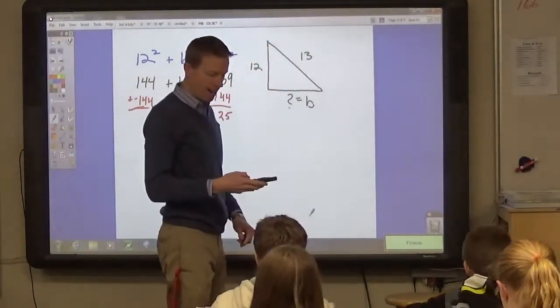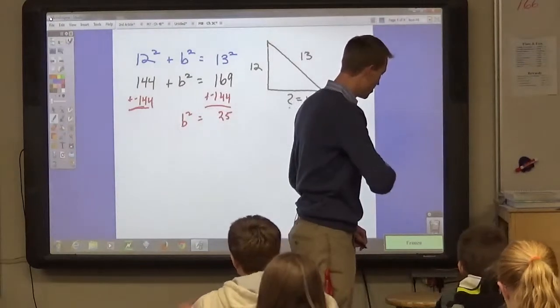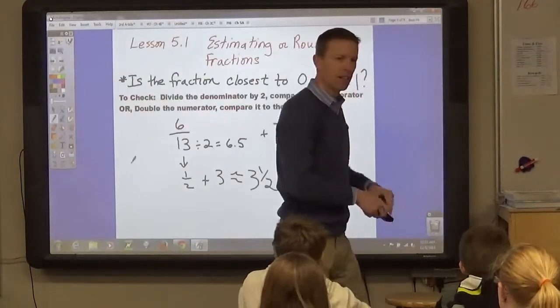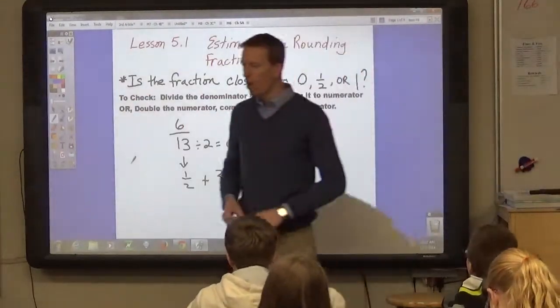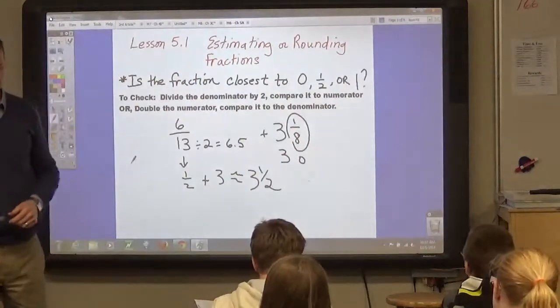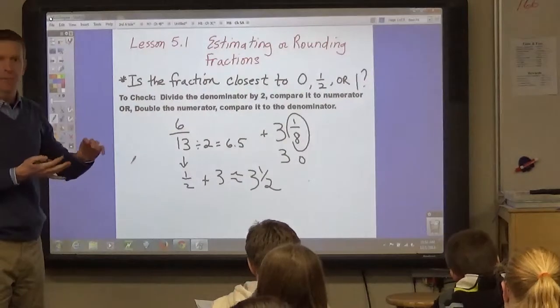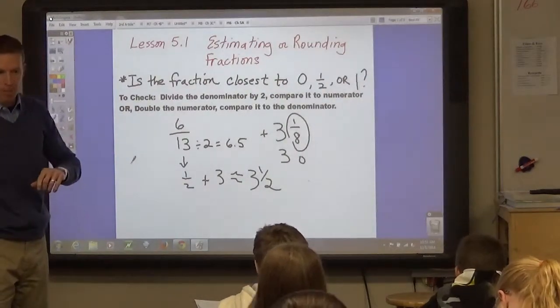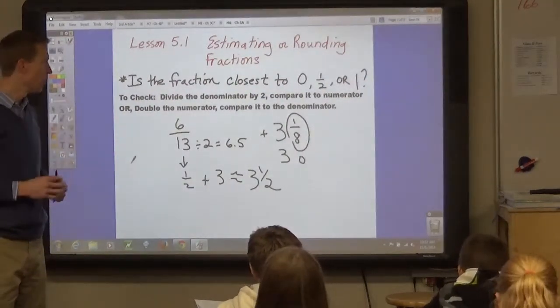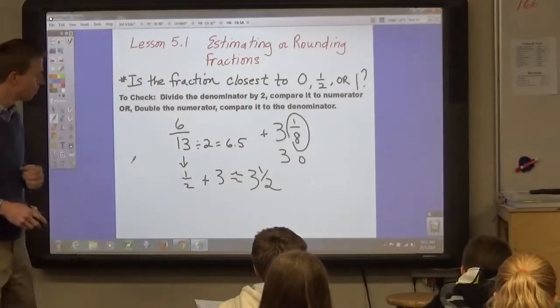Working on chapter 5. This last lesson in chapter 5 is all about using what we've learned so far with adding fractions, subtracting fractions, adding mixed numbers, subtracting mixed numbers, and then we're going to be doing all of those, okay?